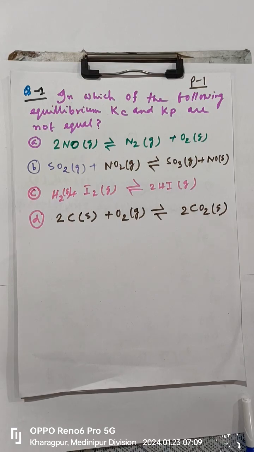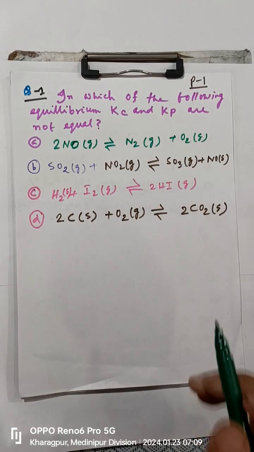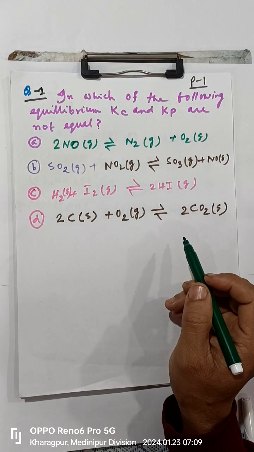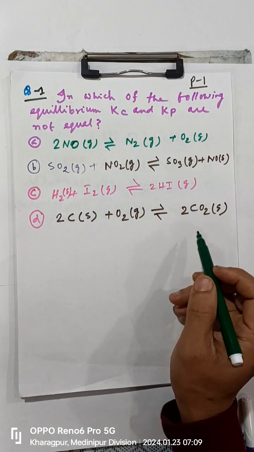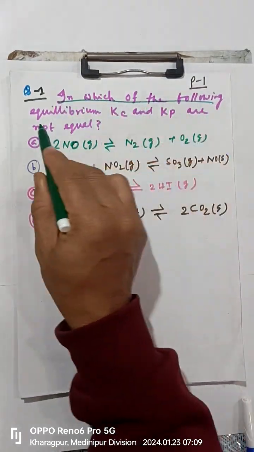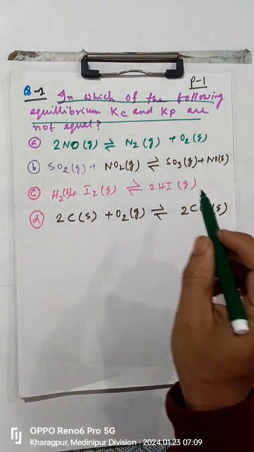Question number 1. In which of the following equilibrium Kc and Kp are not equal? The first question is related to Kp and Kc, which are known as the equilibrium constants for reversible chemical equilibrium reactions. In which of the following equilibrium Kc and Kp are not equal?